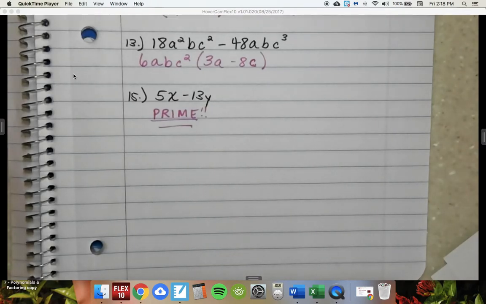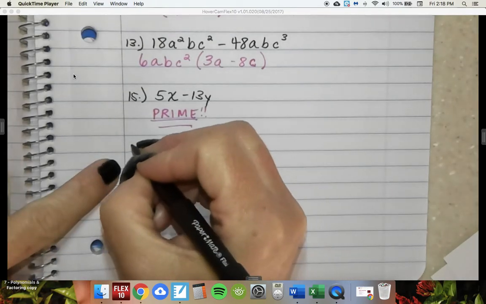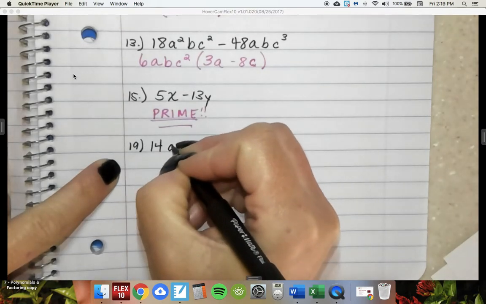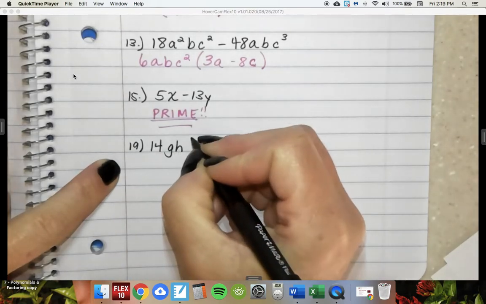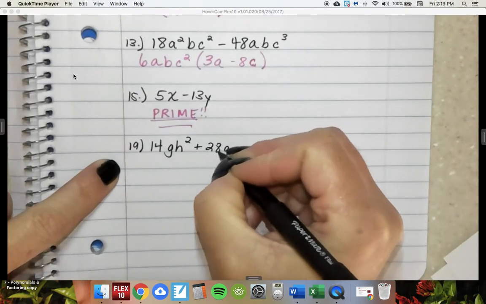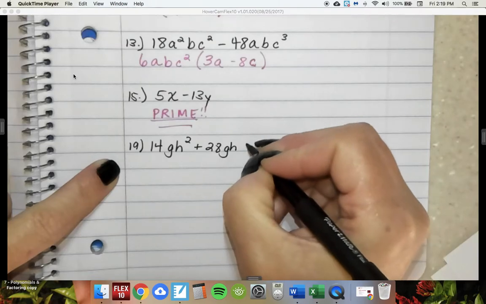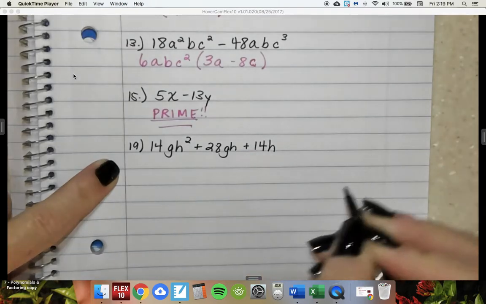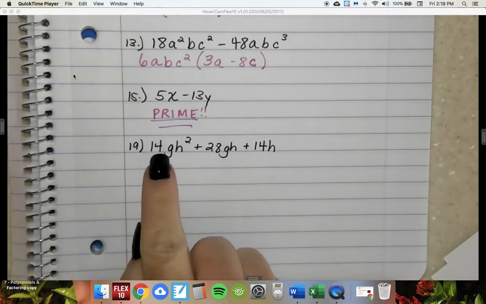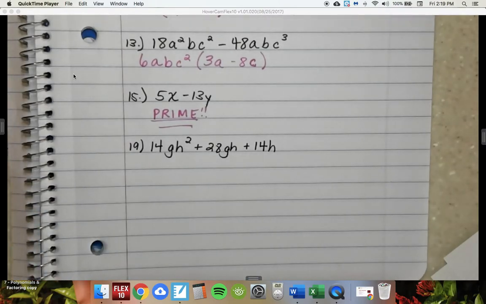Let's say we do 2 more. Is that fair? Let me pick some longer ones here. Let's jump down to number 19. 14 G H squared plus 28 GH plus 14 H. All right, so now when I look at what I can factor out or divide out, I have to consider all 3 pieces.